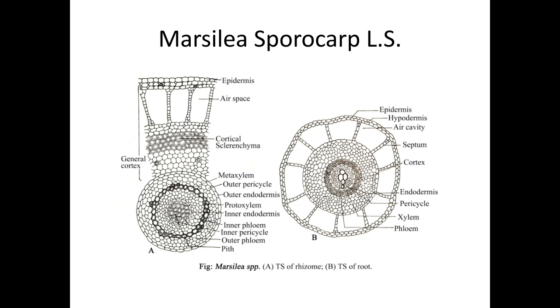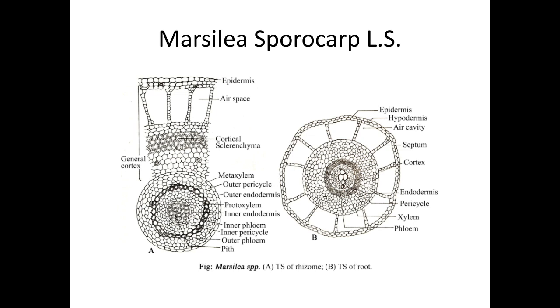Now the cortex is divisible into three: outer cortex, middle cortex, and inner cortex. Outer cortex is parenchymatous, middle cortex is sclerenchymatous, and inner cortex is parenchymatous. Inner cortex generally shows starch grains, or tannin cells are there within the cortex. Many cell thick cortex is followed by the endodermis and pericycle.